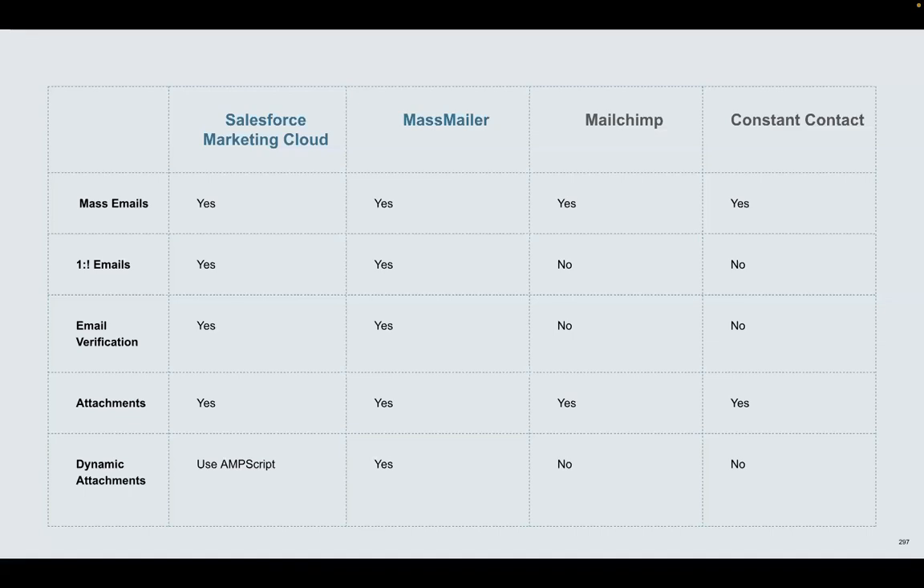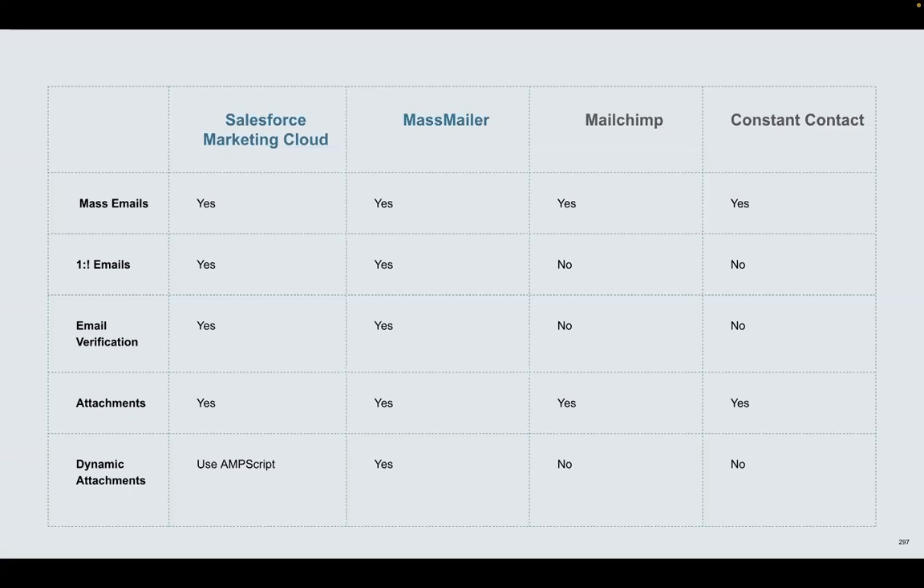You can do mass email or bulk email or high volume emails in all these platforms. One-on-one emails, you can only do that in Salesforce Marketing Cloud, and in MailChimp and Constant Contact, you can do that. And then verification, you can do the email verification in Salesforce Marketing Cloud and MassMailer, but MailChimp and Constant Contact, they don't have a verification module. You have to purchase some connector or maybe do the email validation outside and then import the data back.